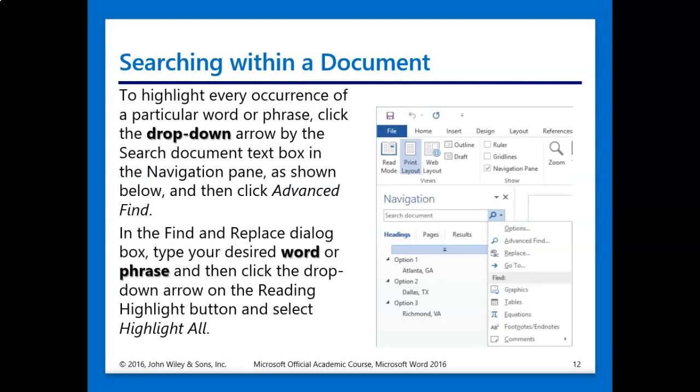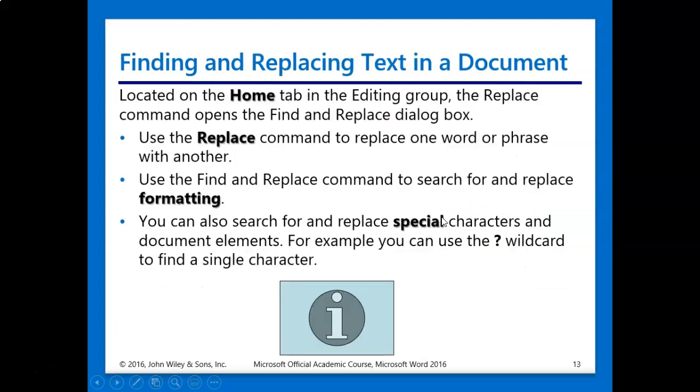Searching within a document. To highlight every occurrence of a particular word or phrase, click the drop-down arrow by the Search Document text box in the navigation pane, as you see here on the right side. In the Find and Replace dialog box, type your desired word or phrase and then click the drop-down arrow on the Reading Highlight button and choose Highlight All. So this is Advanced, there's Go To, there's Replace, and this is where you actually type in what you're looking for or trying to find.